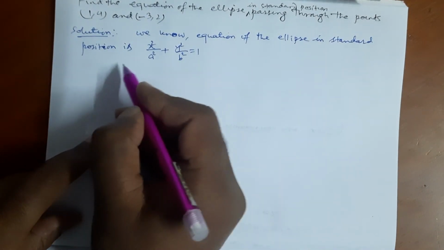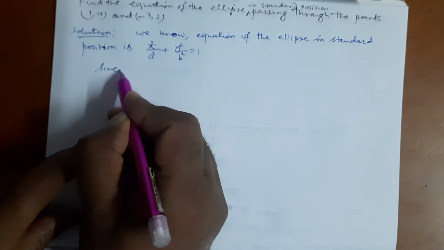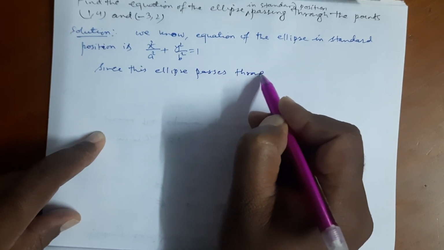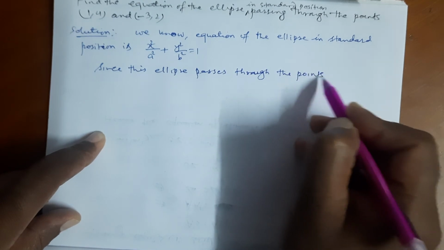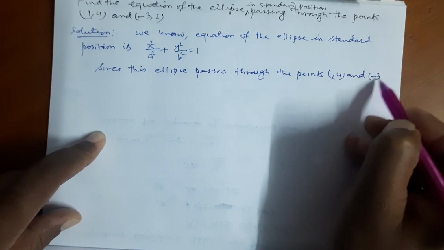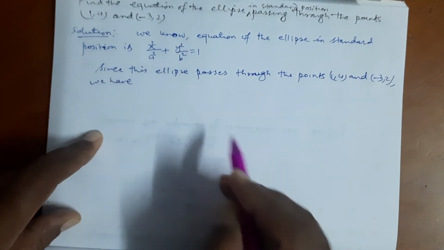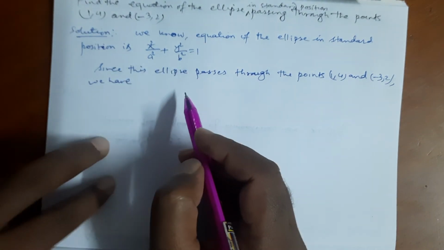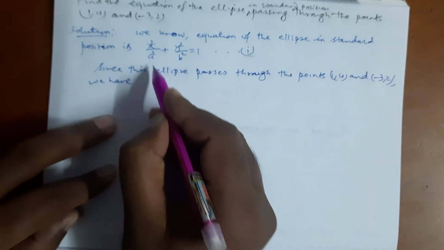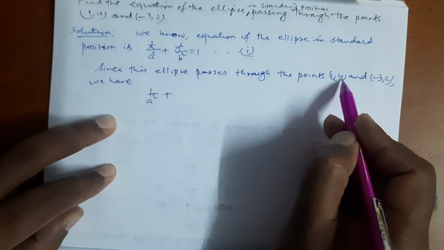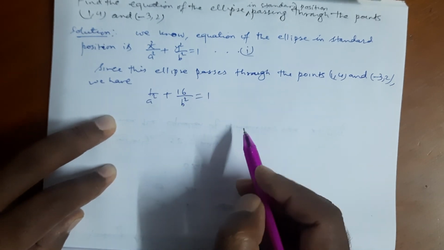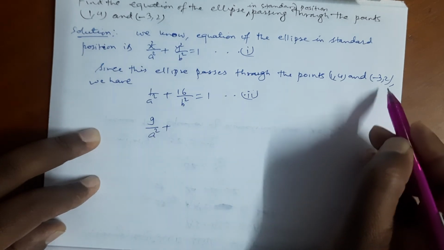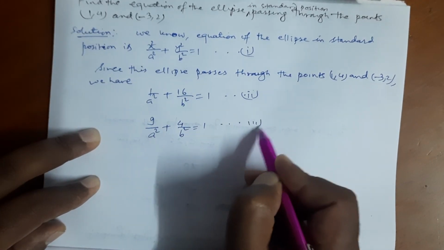And since this ellipse passes through the points 1, 4 and -3, 2, these points must satisfy this equation of the ellipse. Okay, we can call this equation 1. So substituting this 1 over a square plus this 4 square means 16 over b square equals to 1, and you can call this equation 2. And substituting -3 here, that will be 9 over a square plus y square, that will be 4 over b square equals to 1. So this is equation 3.